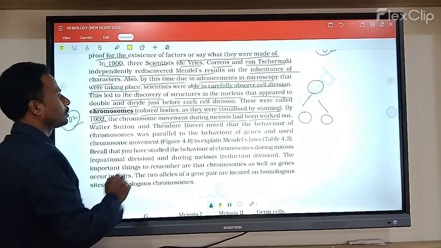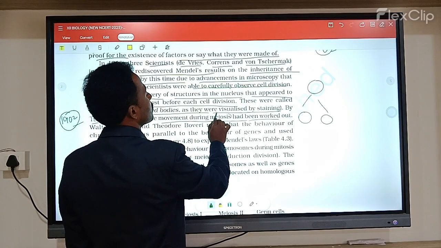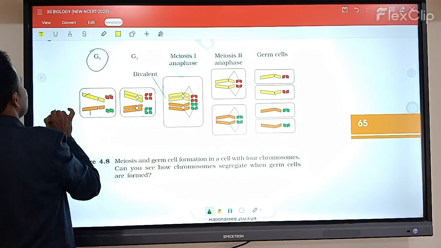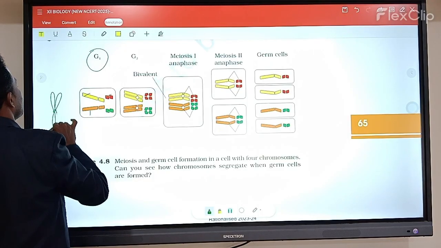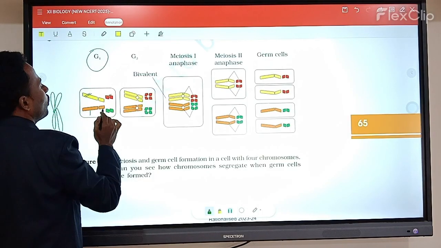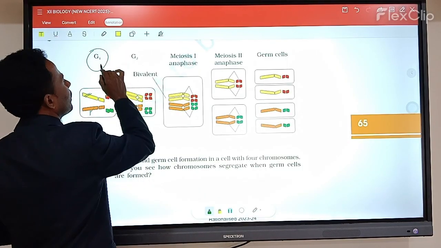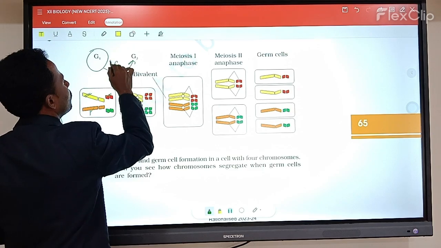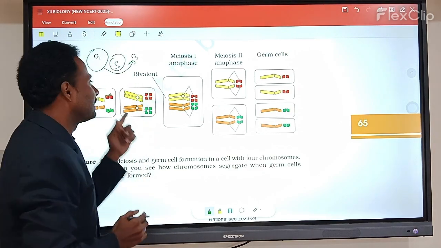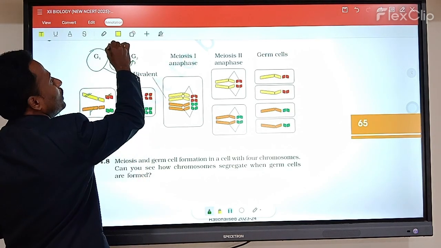In 1902, the chromosomal movement during meiosis. The G1 phase, it is in the chromosome. It is in a chromosome with a yellow body, red, orange and green. So after the G1 phase to the G2 phase, before that, what happened? The S phase, the chromosome is completed and the duplication takes place.